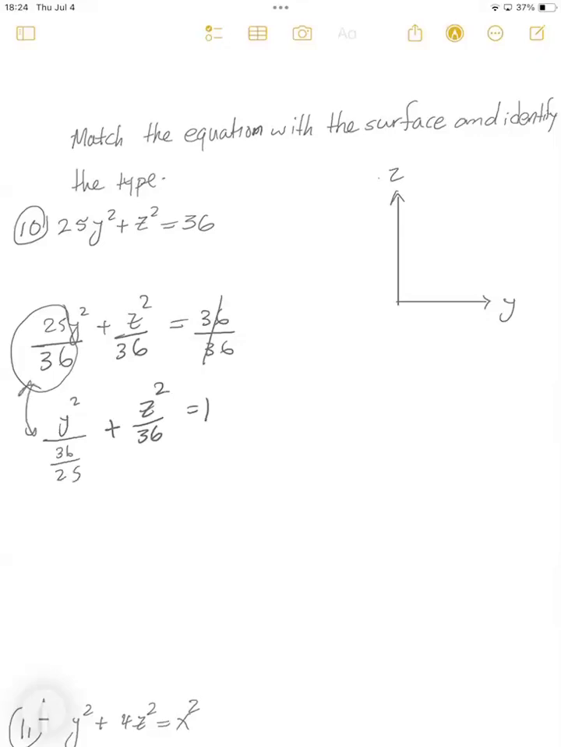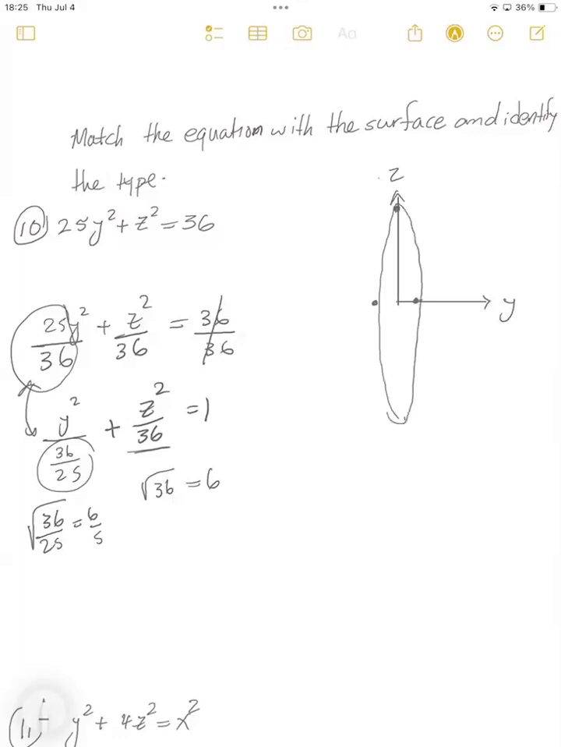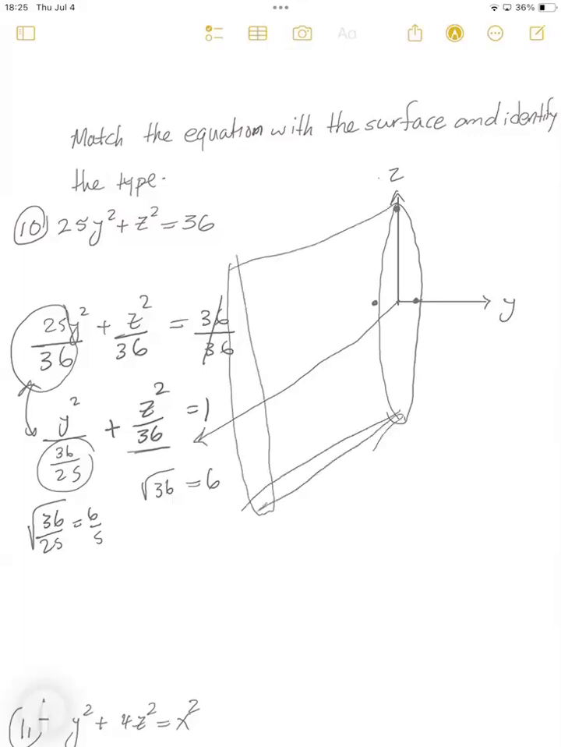So what that tells me is I have the equation of an ellipse with the major axis on the z-axis, 6 units going up and 6 units going down, because the square root of 36 is 6. And the square root of 36 over 25, that's your minor axis, going 6 over 5 to the left and to the right on the y-axis. So if this is 6/5, and this is 6 units here, you have this kind of ellipse. And then you do this all the way along the x-axis. So you have the same thing here. That is the kind of cylinder you get. So you're just going to have a cylinder along the x-axis.